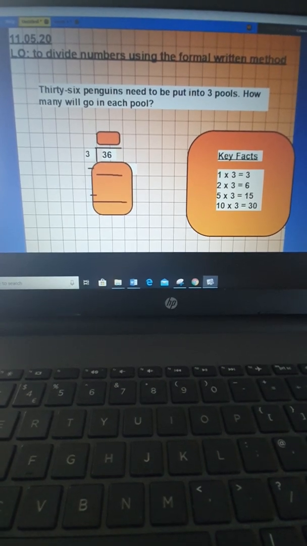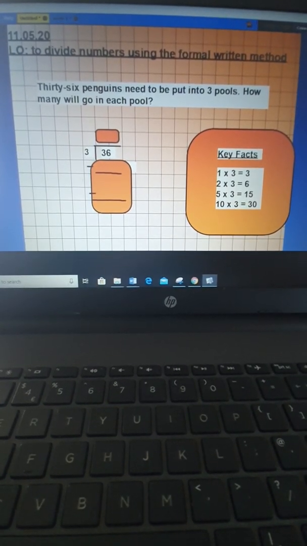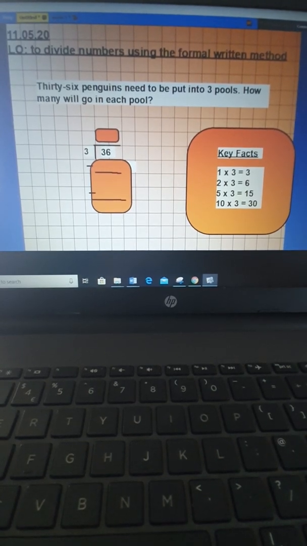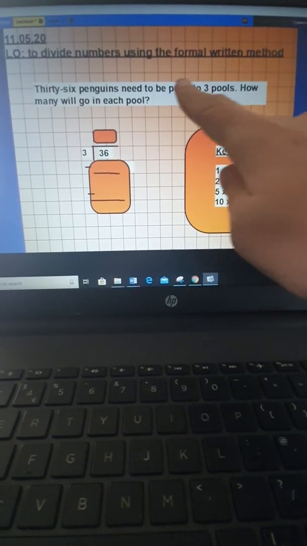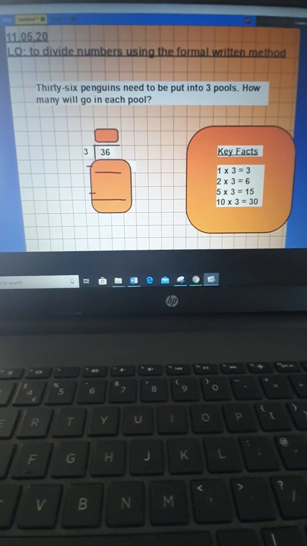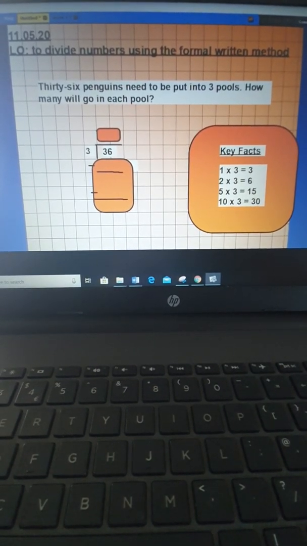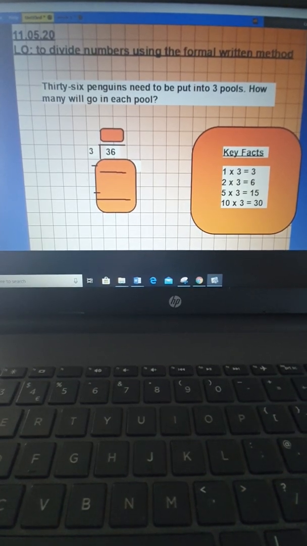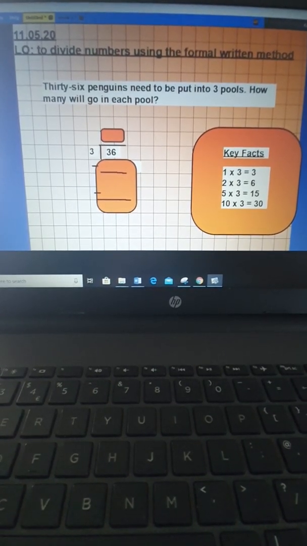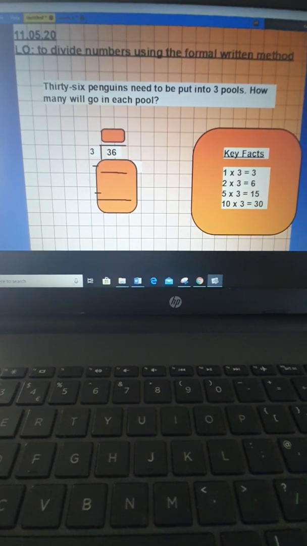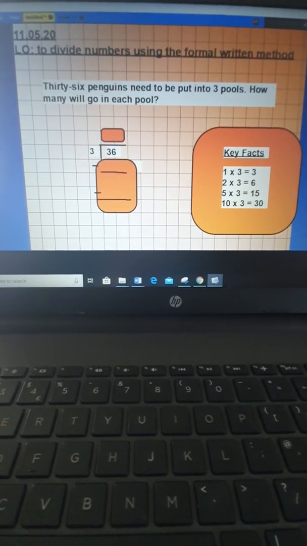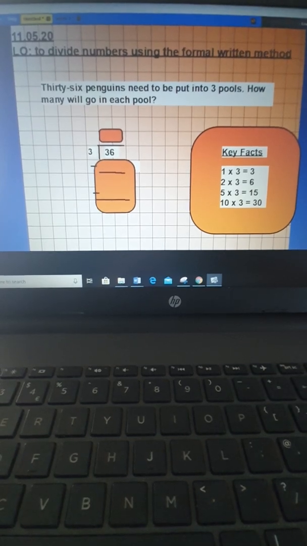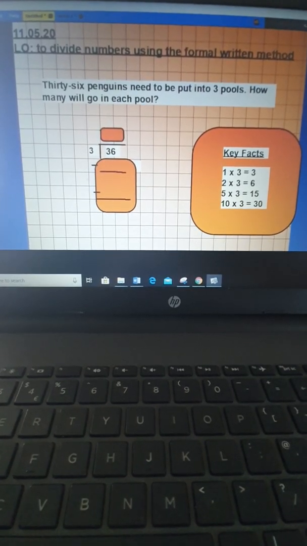So we're going to be looking at word problems, and from the word problems we need to pull out the key information to then divide to get our answer, okay? So you need to make sure you read the word problem very carefully to ensure you pull out the key information. So here it says 36 penguins need to be put into 3 pools. How many will go in each pool? So we need to find out how many penguins will be in each of the pools. There's 3 pools altogether, so we need to divide 36 by 3.